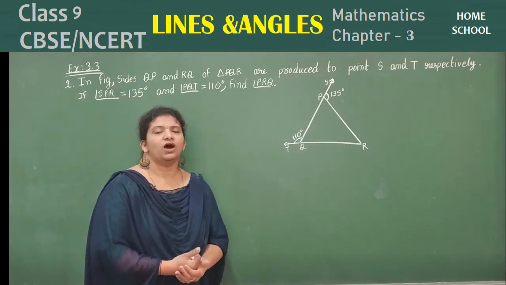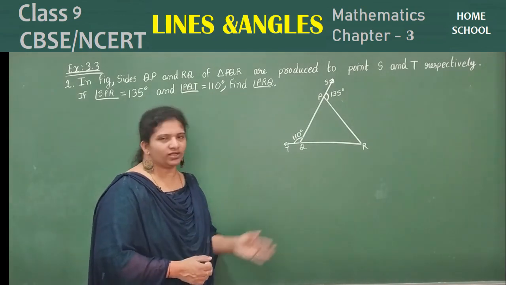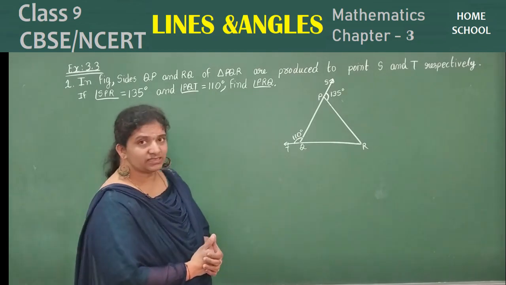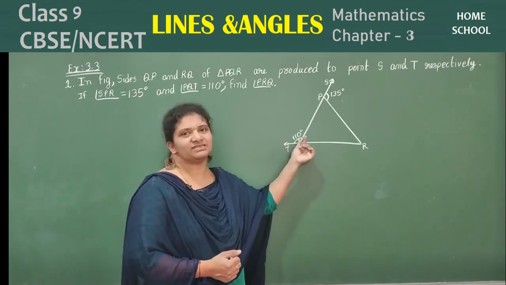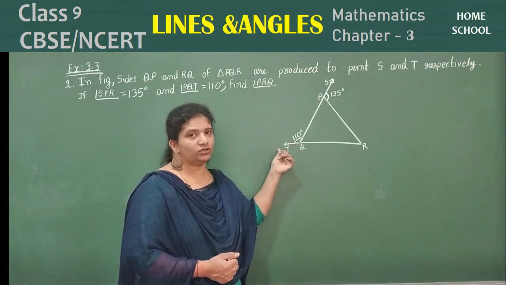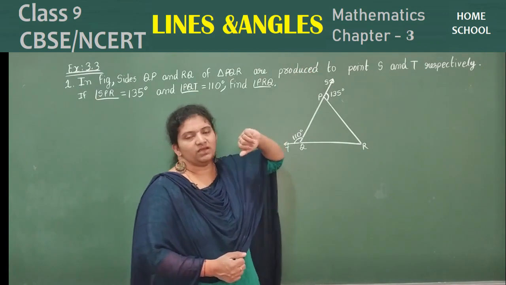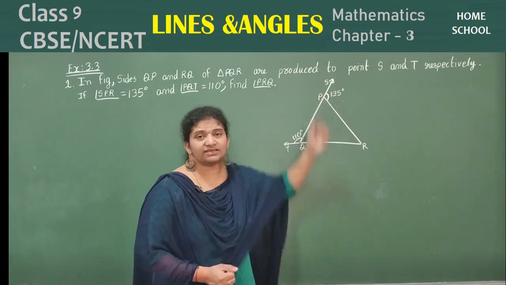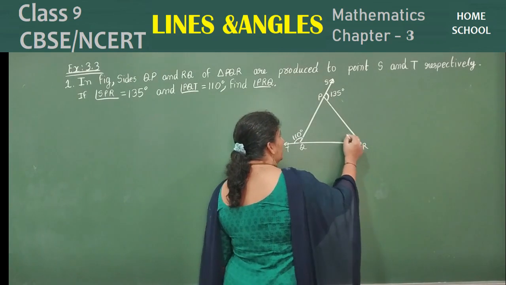So now, how can you find this, children? You can find this problem in two or three ways. But what is the question? There is a triangle PQR, and at two points it is extended. Q is produced to T, QT, and P is produced to S. So what happens here? This is an exterior angle and this is also an exterior angle.